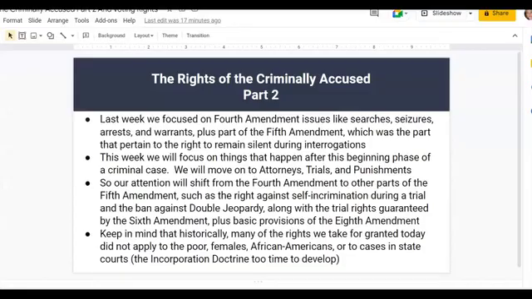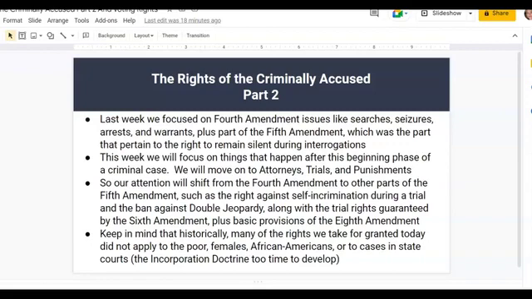All right, so turning back to the rights of the criminally accused, part 2, such a broad topic, I had to cover it in 2 different parts. So last week we focused on Fourth Amendment issues like searches and seizures and arrests and warrants and things like that. So mostly Fourth Amendment stuff. We talked about the Fifth Amendment a little bit as far as the right to remain silent during interrogations at the police station and Miranda and all that.